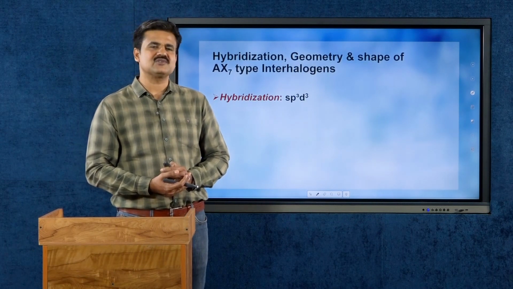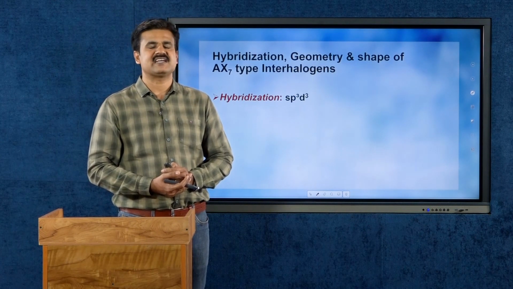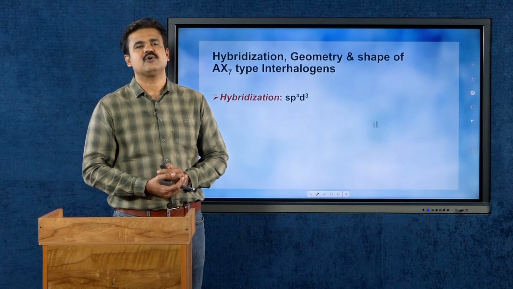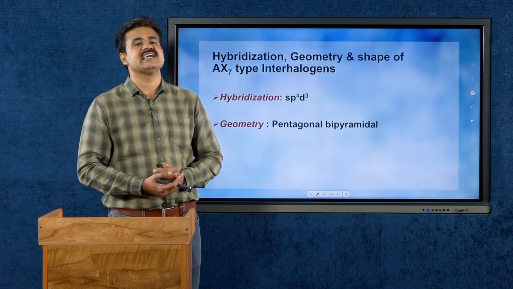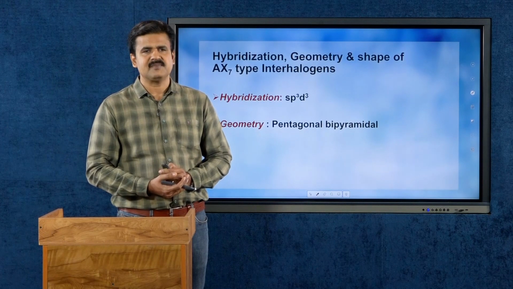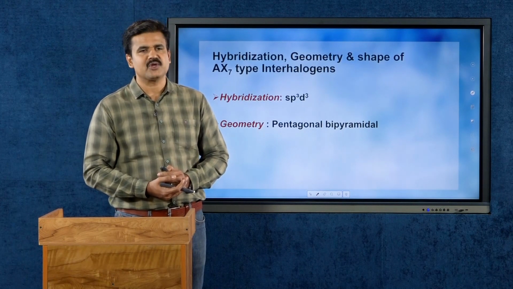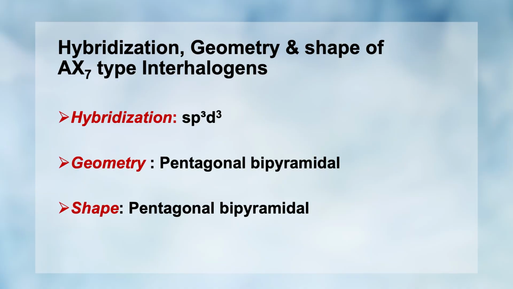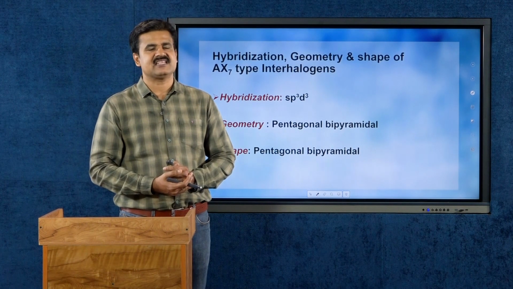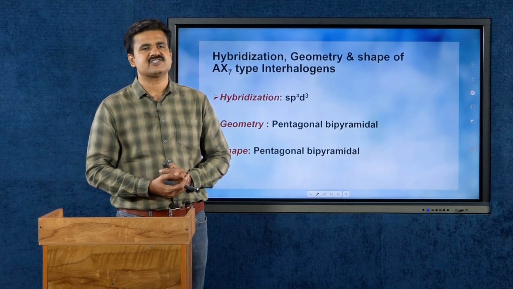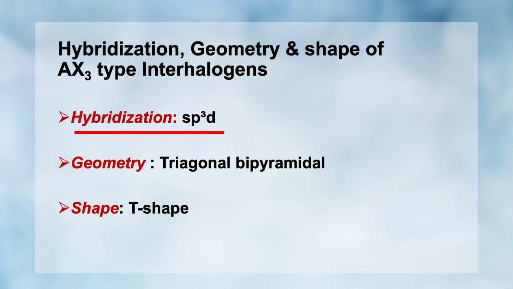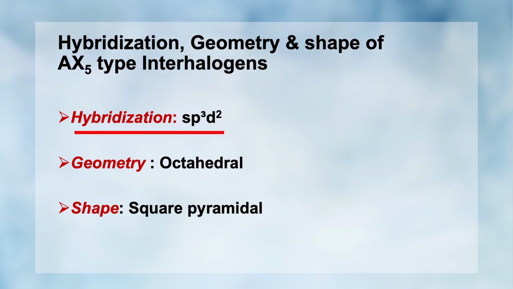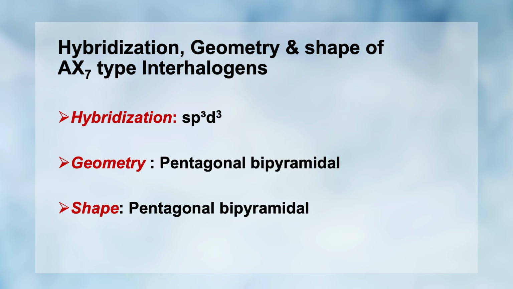The one and only molecule belonging to this category, AX7, shows sp3d3 hybridization, and the geometry of the molecule is pentagonal bipyramidal. Since there is no lone pair of electrons around the central atom, the geometry will be the same as the shape of the molecule. Both are pentagonal bipyramidal. That is all about hybridization, geometry and the shape of the 4 different categories of interhalogen compounds. In sum, we can say: AX type interhalogen shows sp3 hybridization, AX3 type shows sp3d hybridization, AX5 type shows sp3d2 hybridization, and finally AX7 type depicts sp3d3 hybridization.